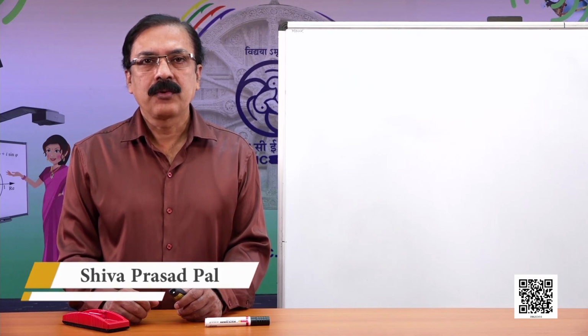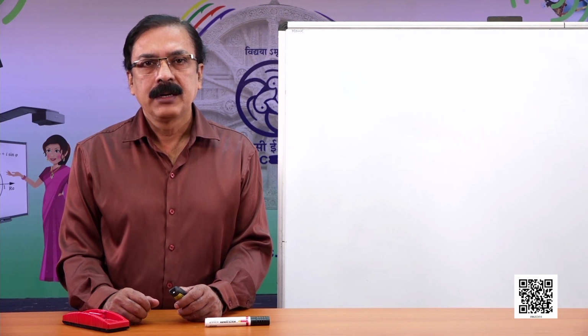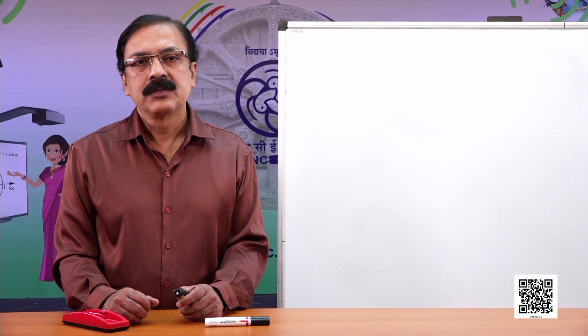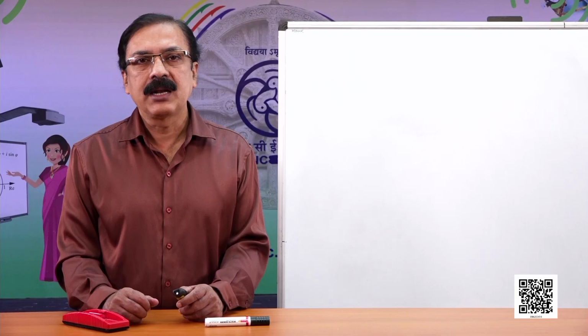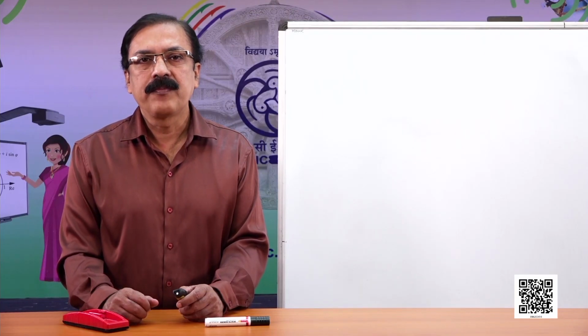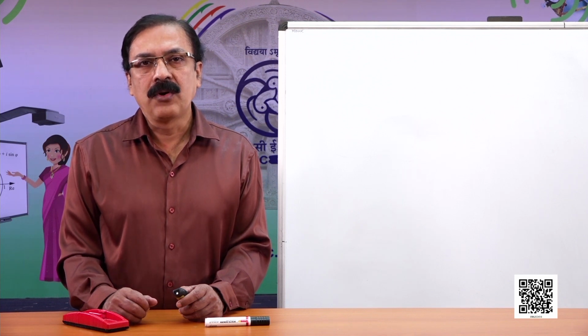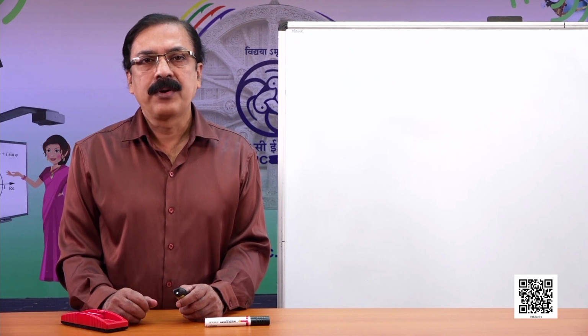Today we are going to discuss from class 9 mathematics book, chapter 10, Circle, part 5. Dear students, today we are going to discuss equal chords and their distances from the center of the circle. Before going to discuss this, let's know what we mean by the distance of a point from a line.